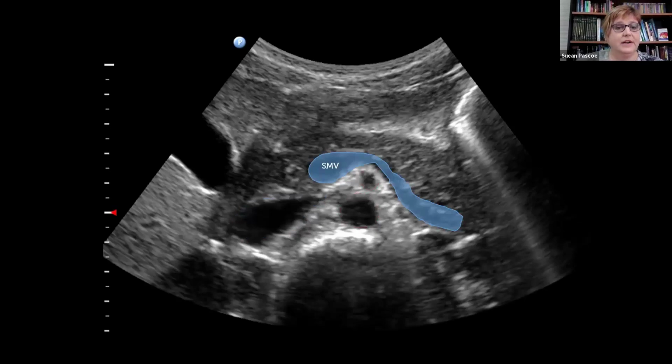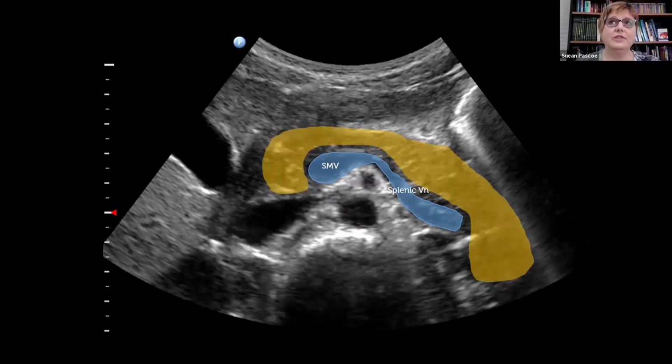That superior mesenteric vein and then the tail of that in the splenic vein here help us to find where that tail of the pancreas is, because otherwise it just blends into everything. And that yellow shaded area indicates where the head, parts of the head, neck, and body of the pancreas are.